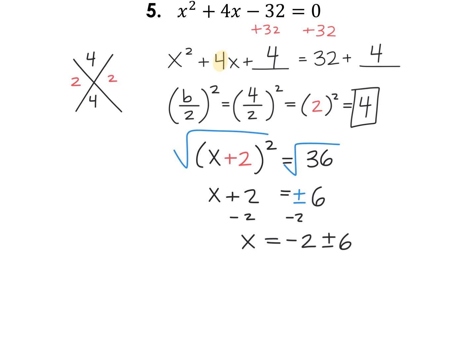What is -2 plus 6? 4. So you should write one of your answers as 4. And what's your other one? What's -2 minus 6? -8. So actually write both answers, please.